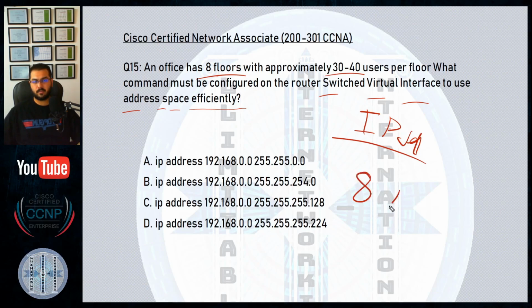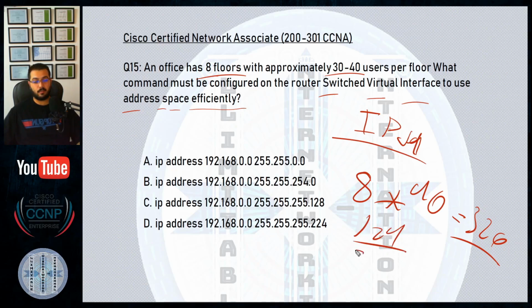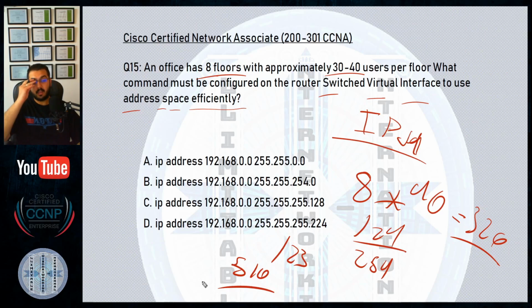So the office has 8 floors. Each floor has a maximum of 40 users, so that will be 320 hosts. If we use a /24 subnet, that gives me 254 valid IP addresses. If we use /23, then that gives me 510 valid IP addresses, so this will be enough and exceeds. This is /16? No, not at all. This is a big waste. This will be /23. Yes.